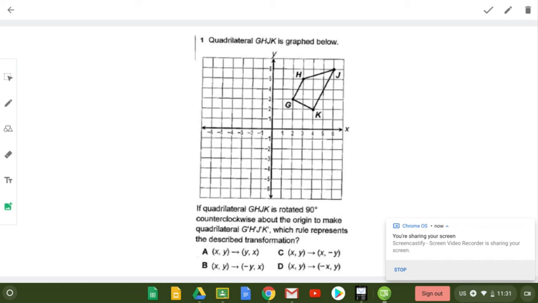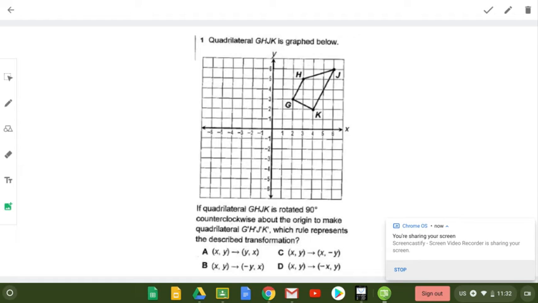All right, guys, we're back once again here with the Countdown to STAR Series 2, page 3, question number 1. Let's take a look at it. It says, number 1, quadrilateral GHJK is graphed below. So we have some type of four-sided figure here in the coordinate plane.